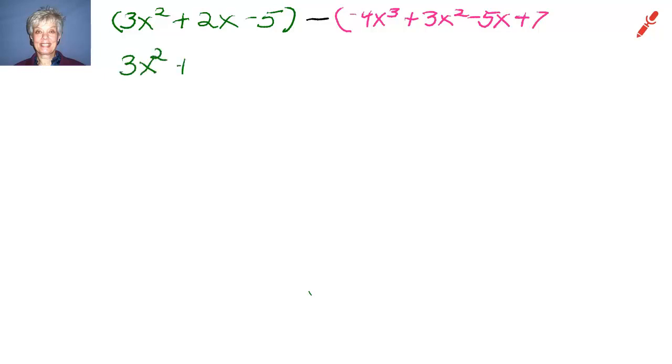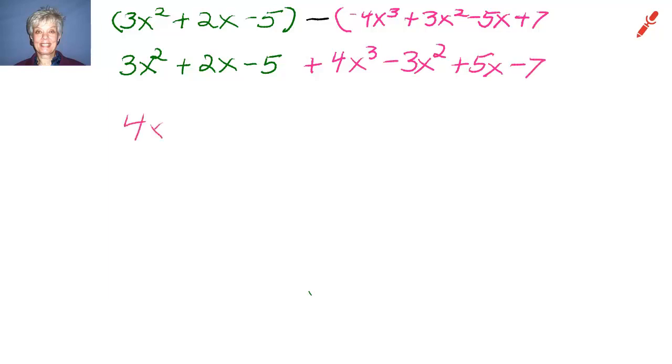So we can remove the parentheses from the first polynomial. But with the second polynomial, we're going to distribute the negative sign. So we'll have 4x to the third positive because negative times negative is positive. In fact, whenever you subtract a polynomial, you change the signs on the polynomial.